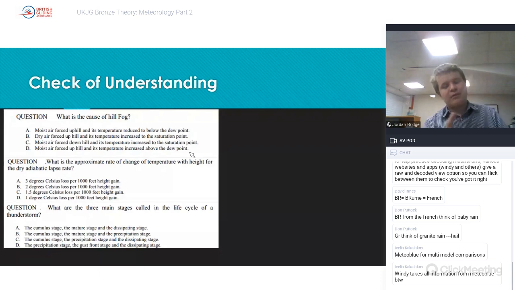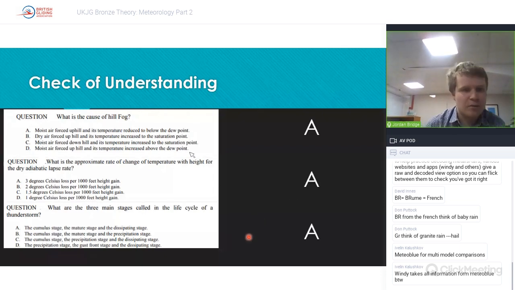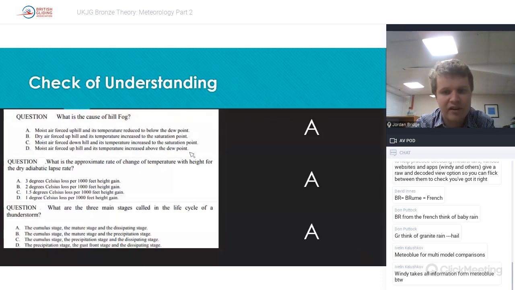Okay, so what do we think? Don't put the answers in the chat. Let's just go through this. Well, we have A for all of them on this one. Moist air forced uphill and its temperature reduced below the dew point is the cause of hill fog. The approximate rate of temperature change with height for the dry adiabatic lapse rate is 3 degrees loss per 1,000 feet height gain. And the three main stages in the life cycle of a thunderstorm are the cumulus stage, the mature stage, and the dissipating stage. Okay, fantastic.